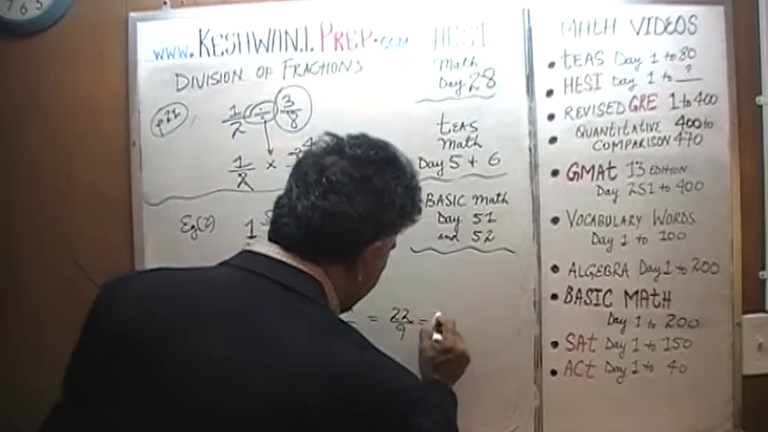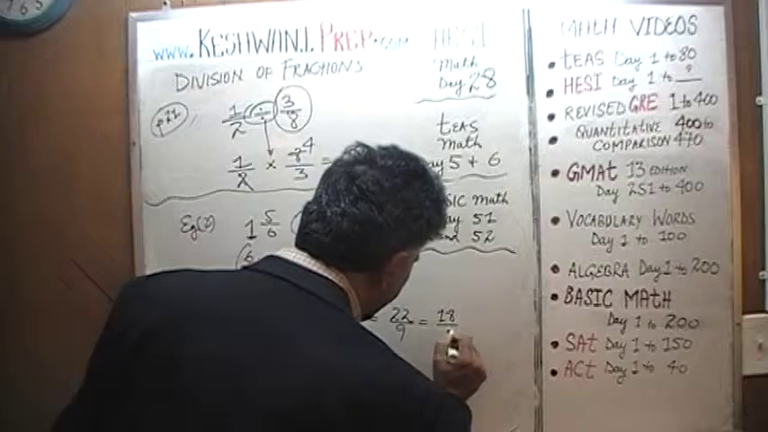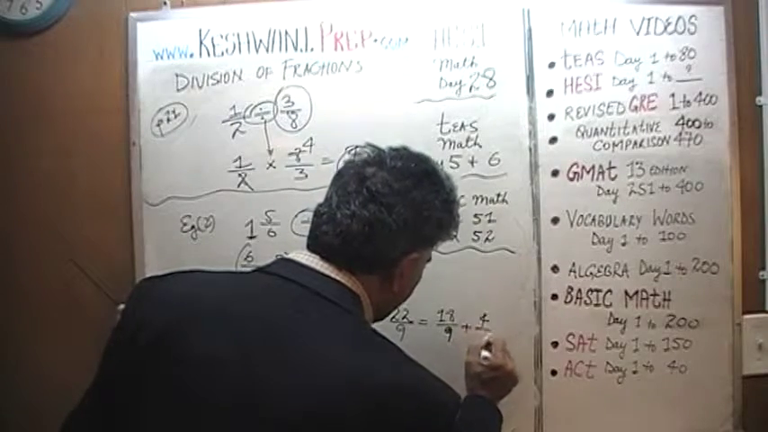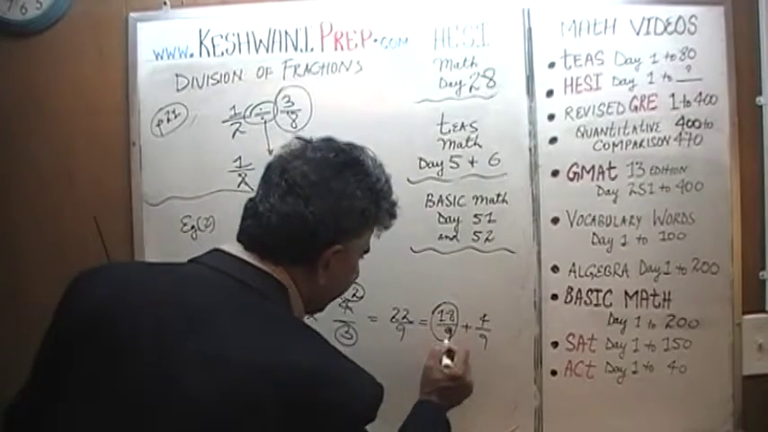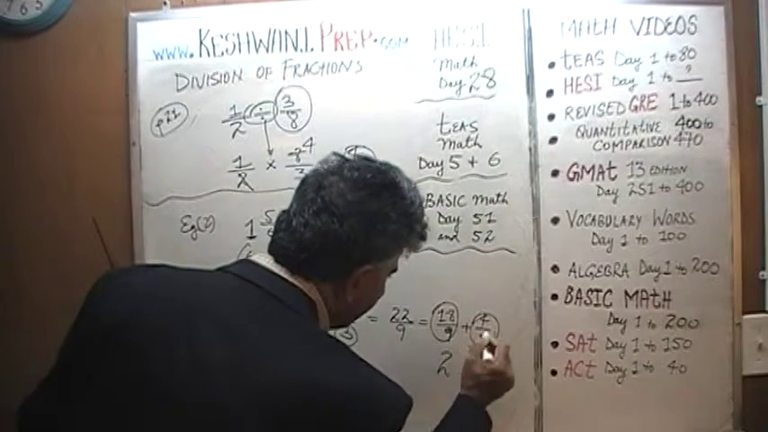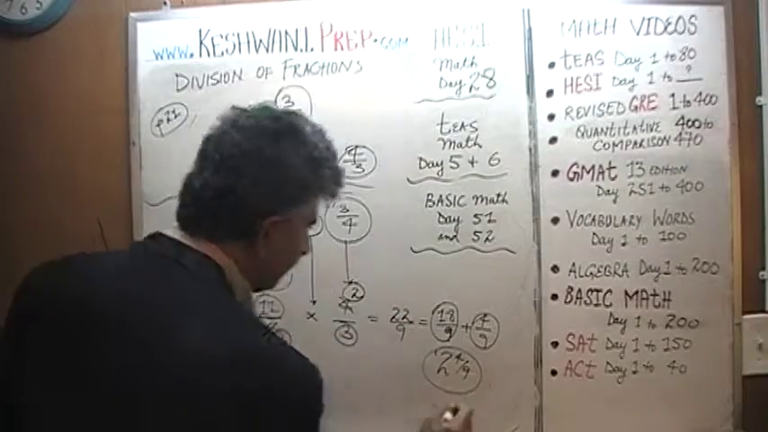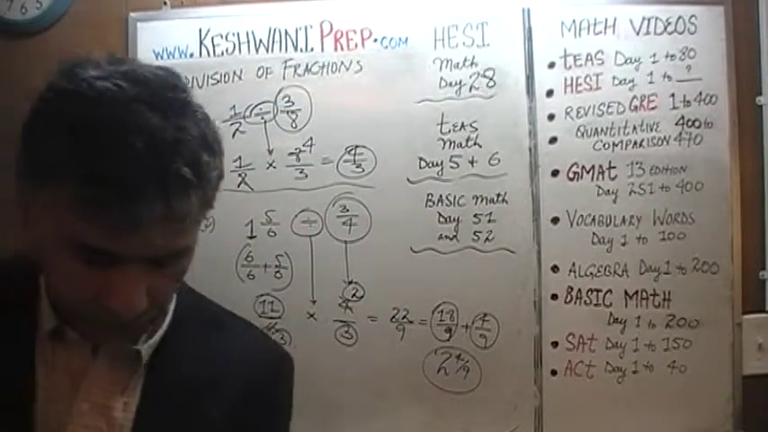22 over 9 can be written as 18 over 9 plus 4 over 9, because 18 plus 4 is 22. And 18 over 9 is just 2. So the answer is 2 and 4/9.